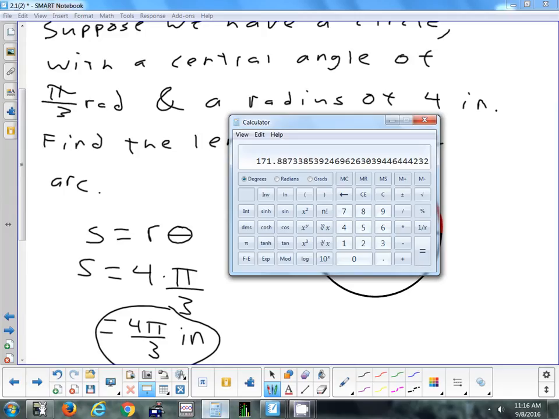Okay, if you're saying, well, how long is that really? Well, you could do it out. 4 pi divided by 3. It's about 4.2 inches, okay, if they ask for a decimal. Or 4.189.